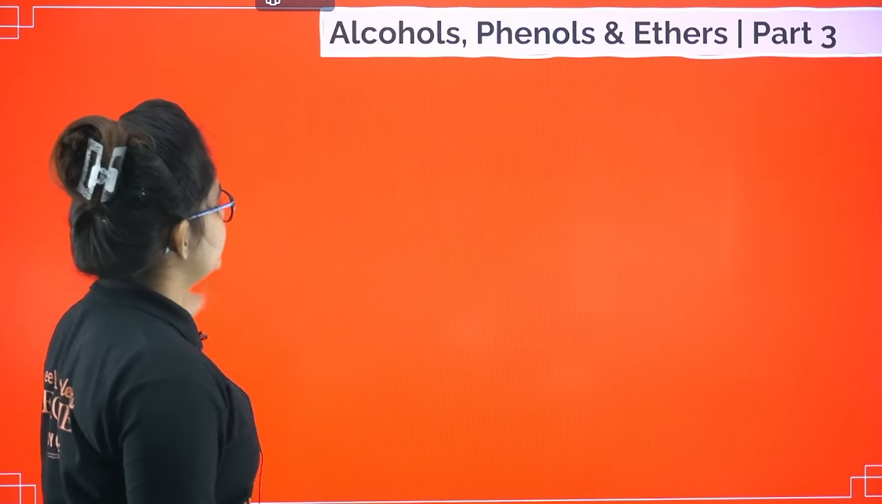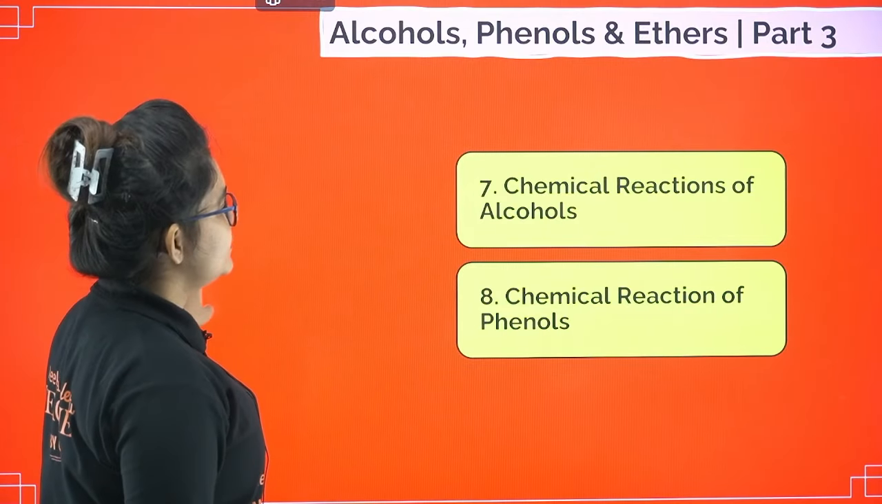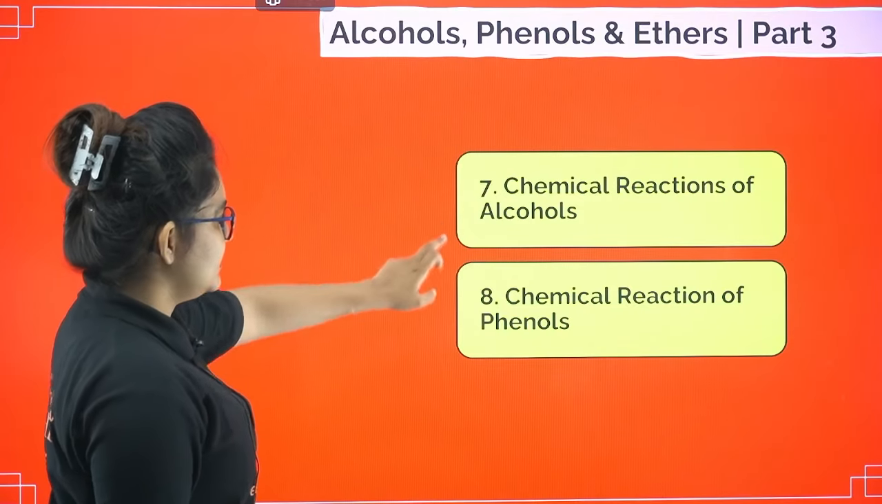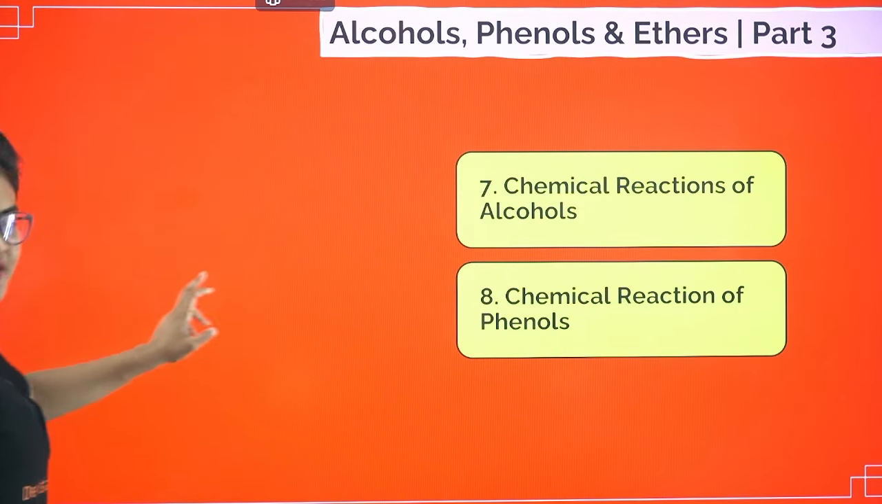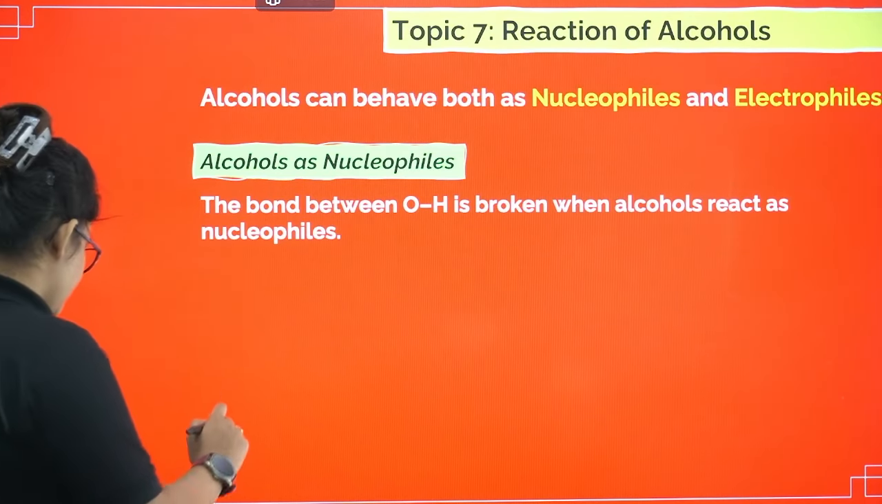Yes, let's proceed further. So this is part 3. First, here we will study the chemical reactions of alcohols and phenols. First, you can see alcohols can behave both as electrophile and nucleophile. First, alcohols as a nucleophile. How it behaves, let me show you at first.